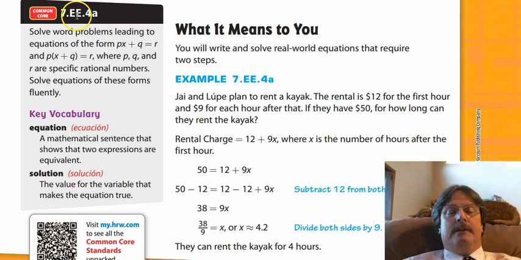7.EE.4a. EE is expressions and equations. Solve real-world problems leading to equations of the form Px plus Q equals R and P times (x plus Q) equals R, where P, Q, and R are specific rational numbers, and then solve that. So basically you're looking at the two different forms, where this one's the factored and this is the simplified one.